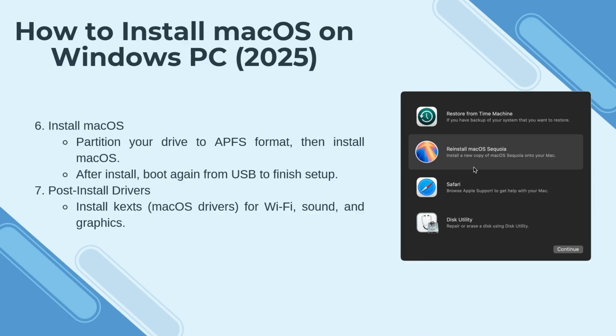Lastly, install macOS. Partition your drive to APFS format, then install macOS. After the installation, boot again from USB to finish setup. Next is the post-install drivers. Install kexts, macOS drivers for Wi-Fi, sound, and graphics. And that is all on how to install macOS on your Windows PC.